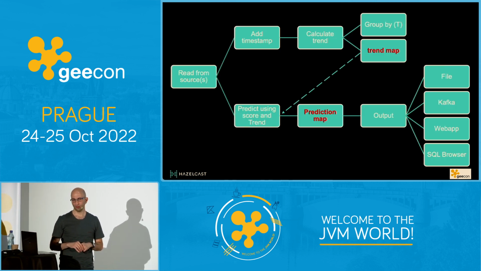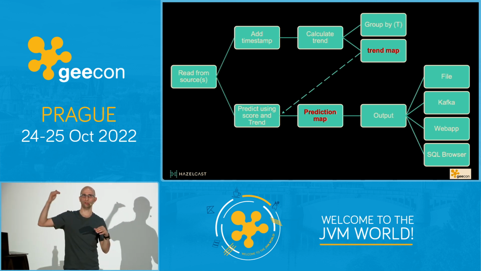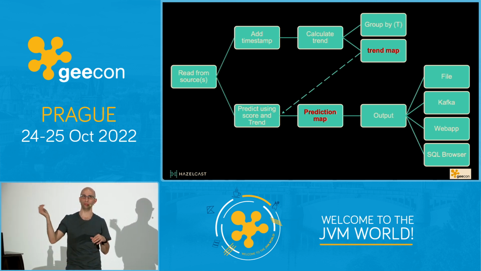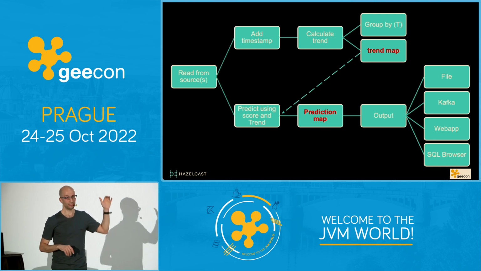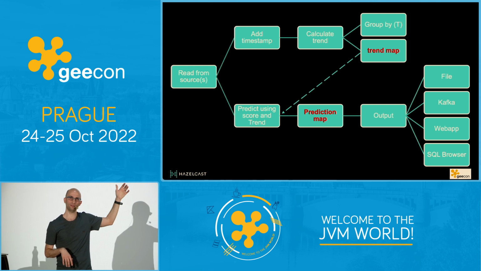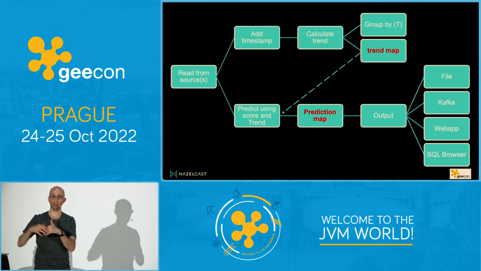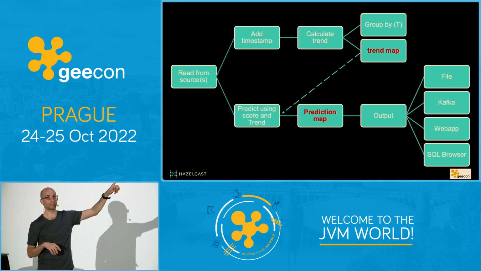So the architecture for this solution: we have the real-time source. This is your transactions coming into place. It could be Kafka, for example. And we take it to build two components. First of all, we build the trend. This trend is just telling me how I'm doing over my transactions, and I group it by individuals. And I use this trend by feeding it to prediction.